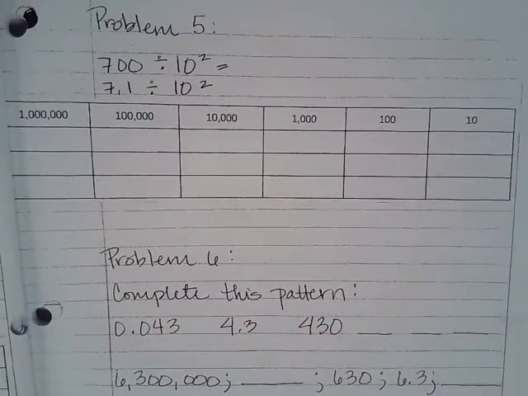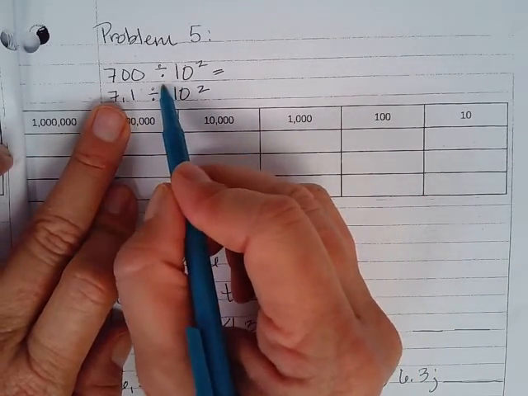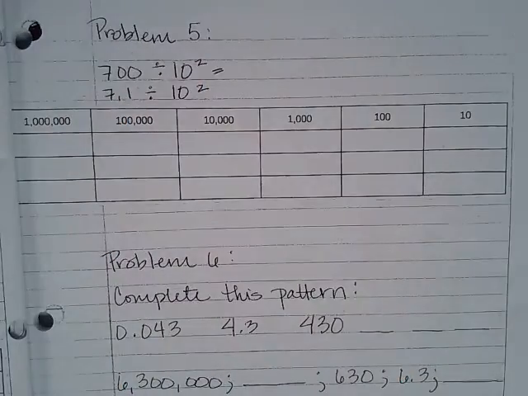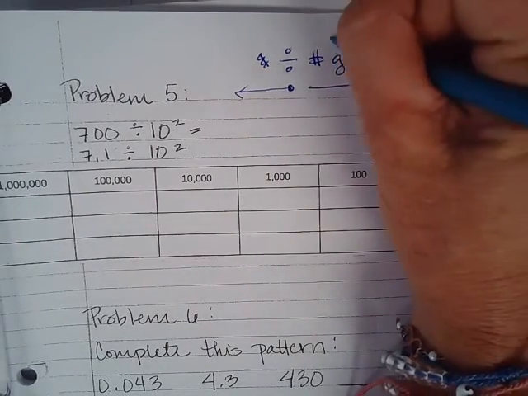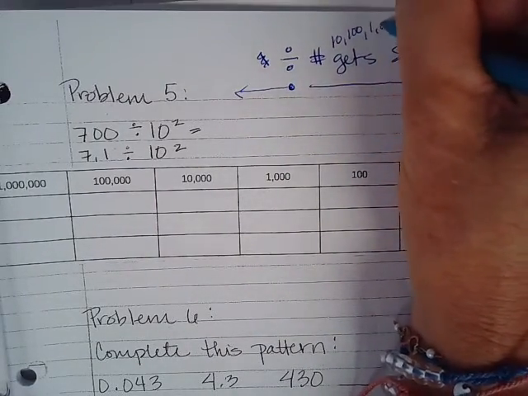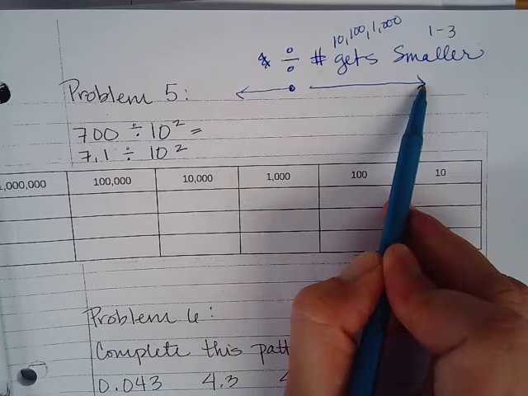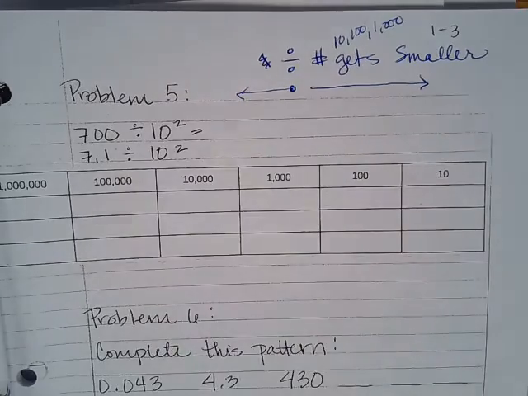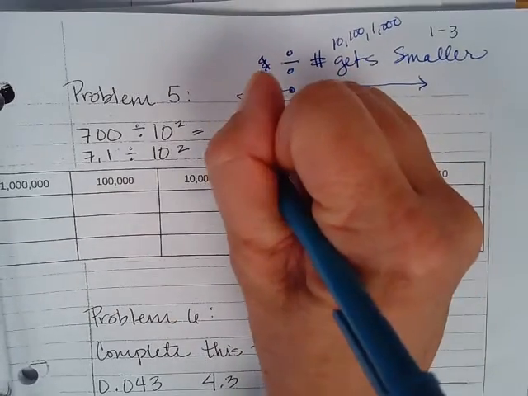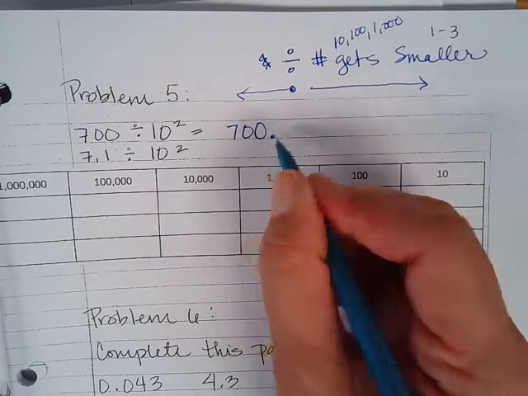Okay, let's do a couple more. Now, problem 5. 700. Oh gosh, now we're dividing by 10 to the second. So now, our cheat sheet: when you divide a number by 10, 100, or 1,000, your number gets smaller. Your numbers go in this direction, smaller on the place value chart, and your decimal is going to move in the opposite direction. All right, so now we have 700. And remember, that decimal point really does exist right there.